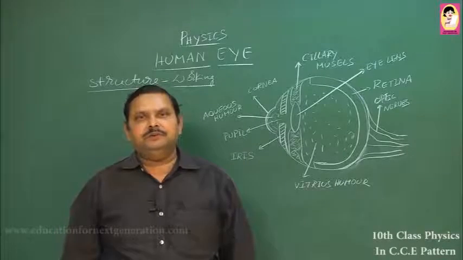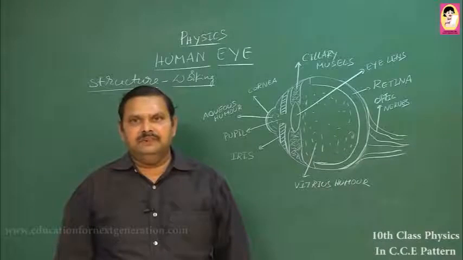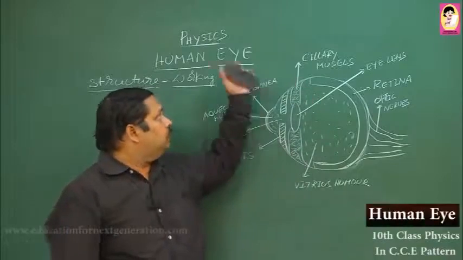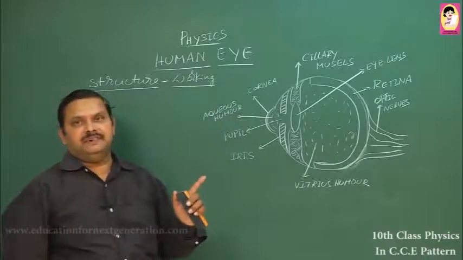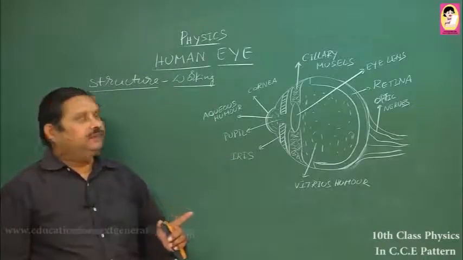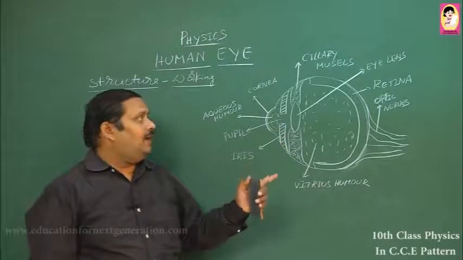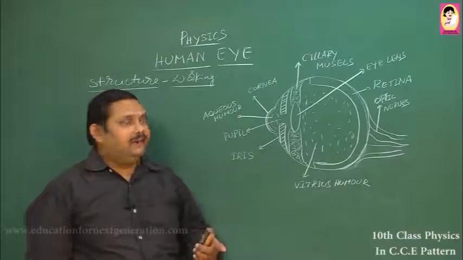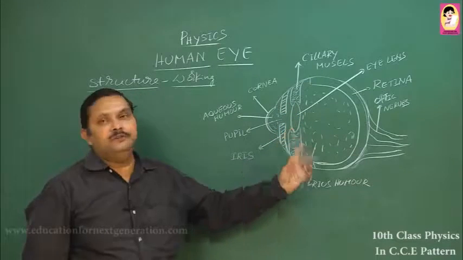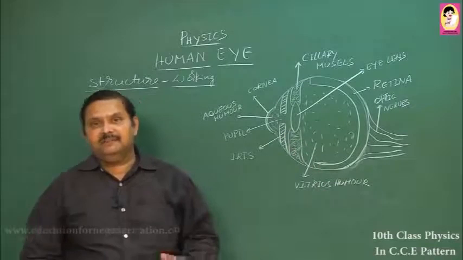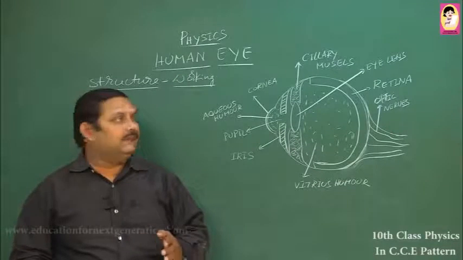Today we are going to discuss the most important organ in our body, that is the human eye. As we know, the eye is the most important part of our body, so it is essential for us to know the details of the human eye and how it functions, and particularly what is the use of the eye lens in the human eye.